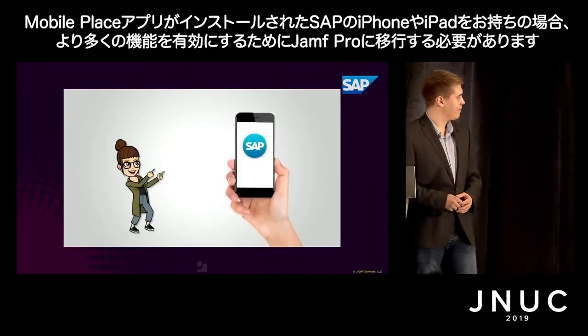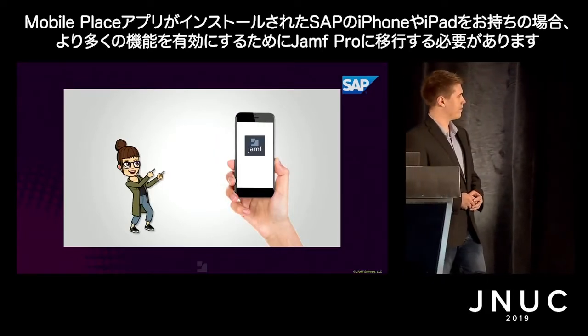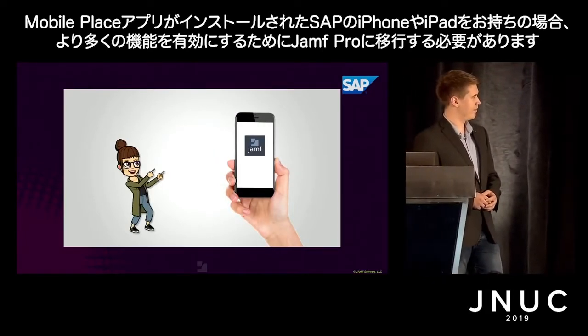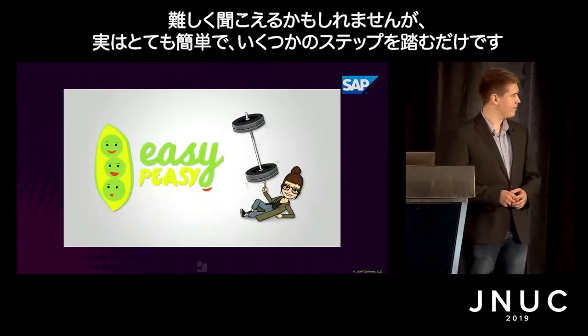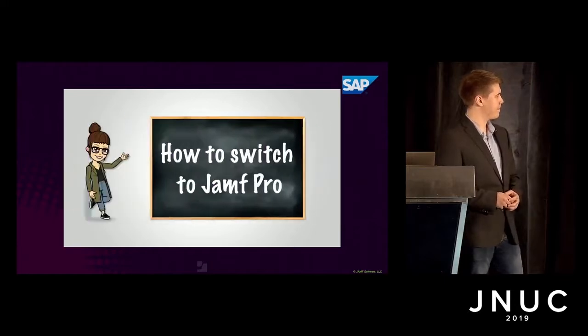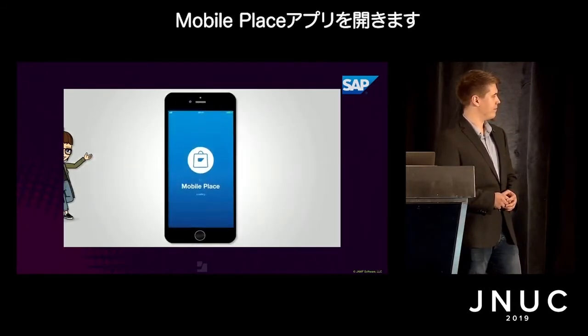If you have a SAP iPhone or iPad with the Mobile Place app installed, you have to migrate to Jamf Pro to enable more features. It may sound complicated, but it's easy peasy and takes just a few steps. Let me show you how. Open the Mobile Place app.